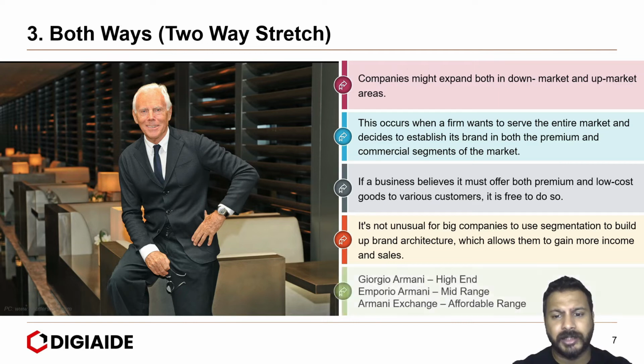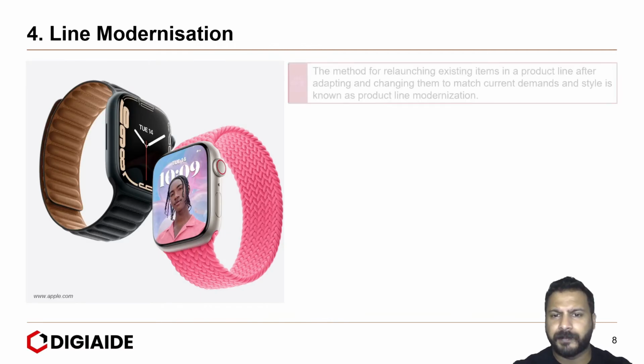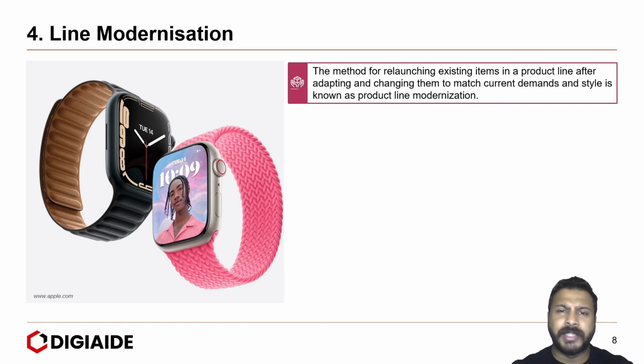For instance, the brand Armani. In the high-end segment, they have Giorgio Armani. In the mid-range segment, they have Emporio Armani. And in the affordable range, they have Armani Exchange. Moving on to the fourth strategy of line modernization. The method for relaunching existing items in a product line after adapting and changing them to match current demands and style is known as product line modernization.